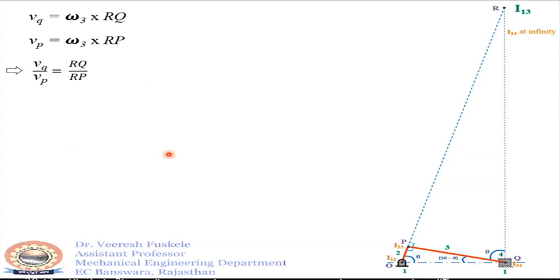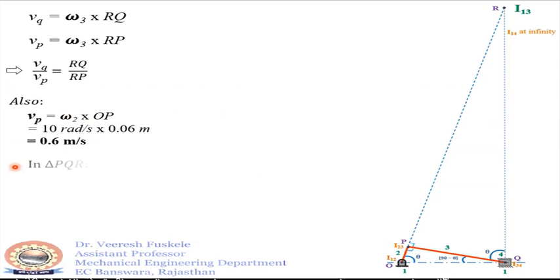We already know VP, as omega 2 is already given as 10 radians per second. So VP will be equal to 0.6 meter per second. Now we know this. To find out this, we need this ratio RQ upon RP. So RQ upon RP can be found out from this triangle PQR.